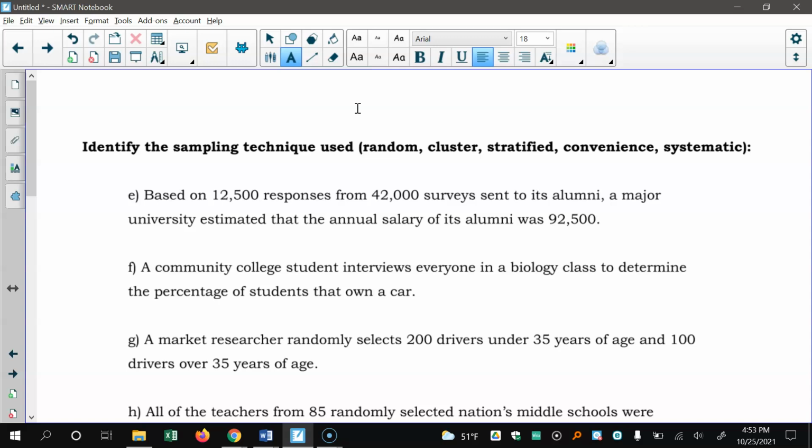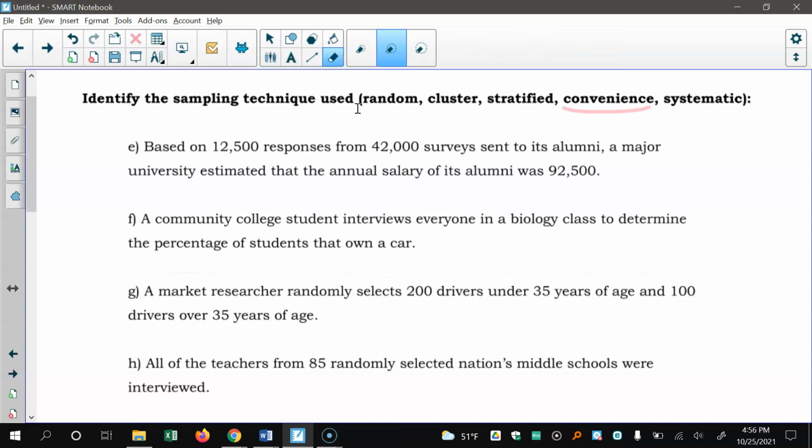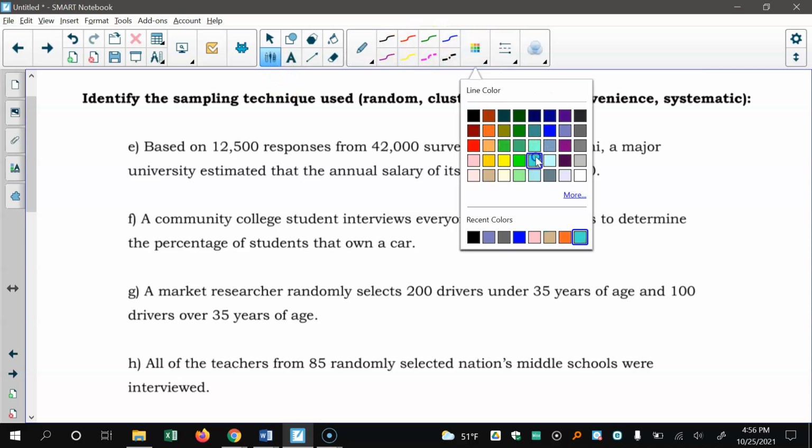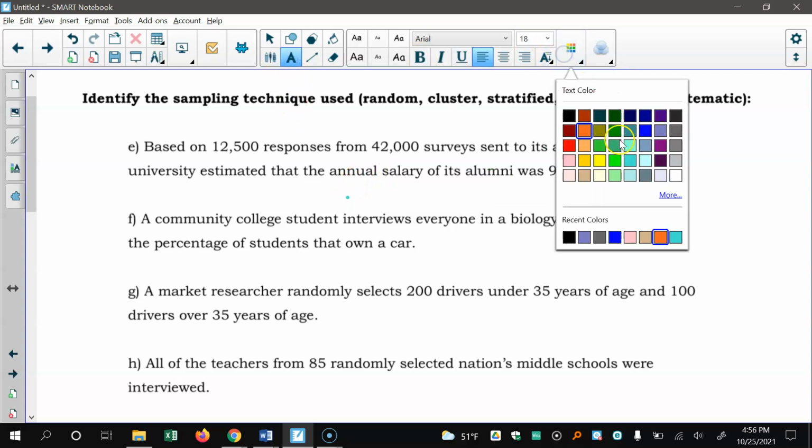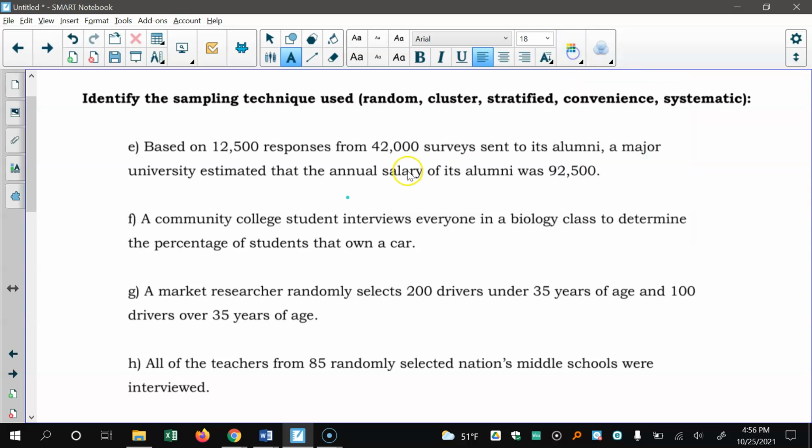This sounds like a voluntary response, and I don't see that on here, so I'm just going to type that in because that one makes the most sense to me. The reason I think this is voluntary response is because the people got a survey and then they had to choose to respond to it.